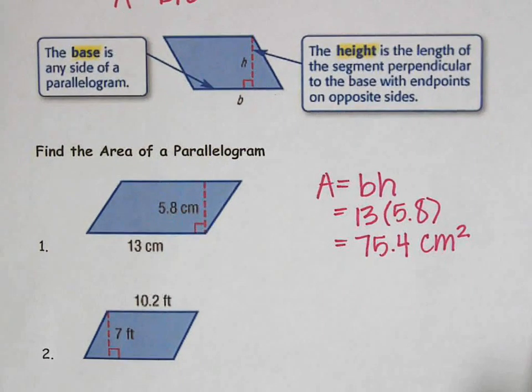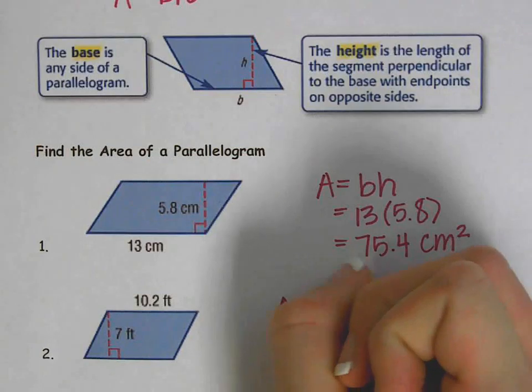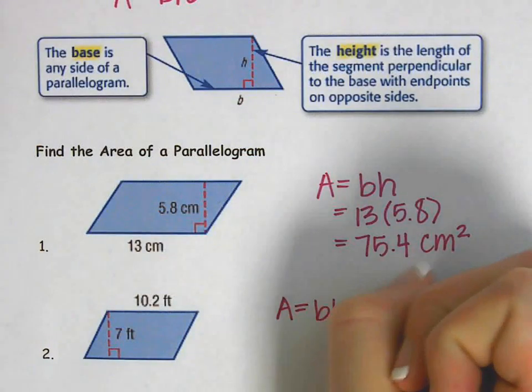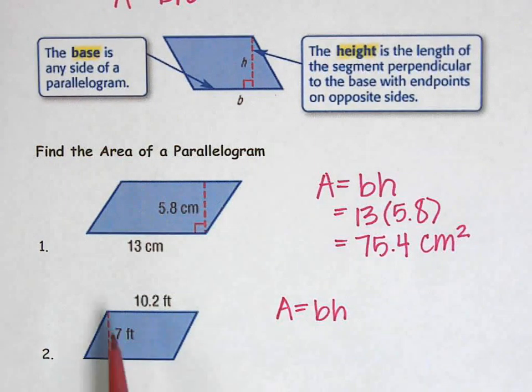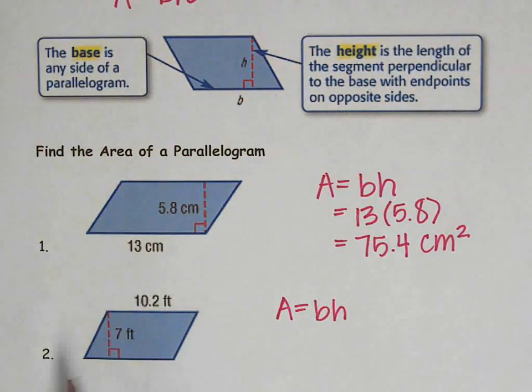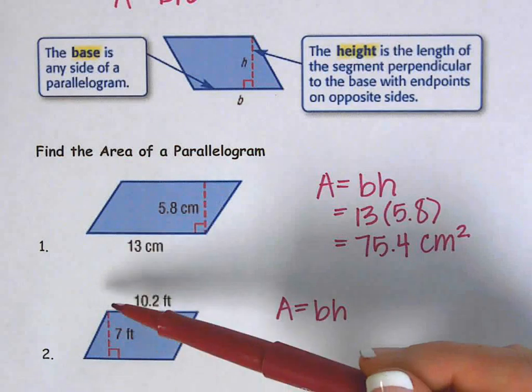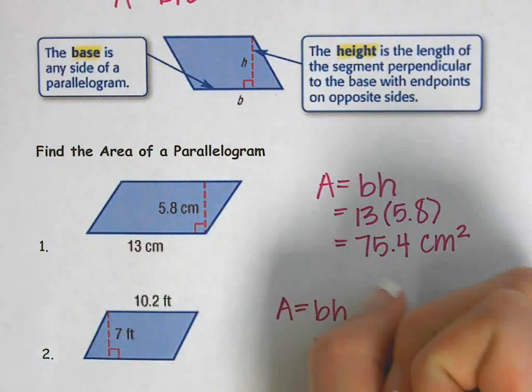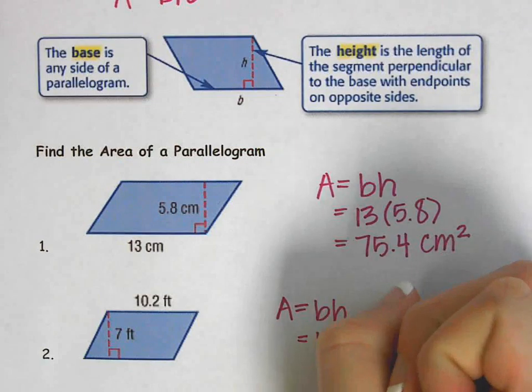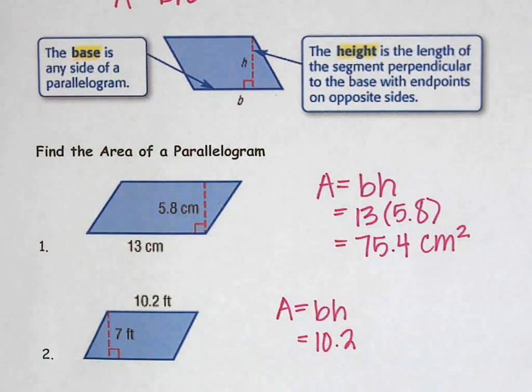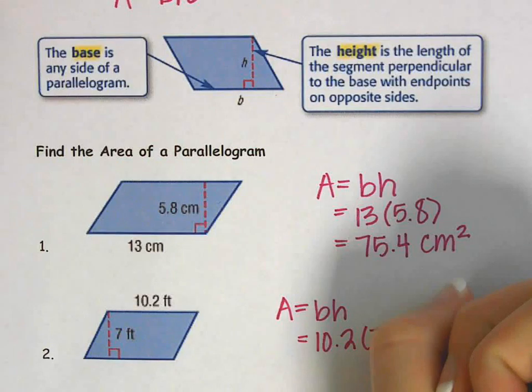Let's look at another example of finding the area of a parallelogram. So in this parallelogram, our first step is to write our formula, area equals base times height. And as we look at this, we can determine that 10.2 is our base. 10.2 would be the base. The perpendicular line segment from the base, the distance between the two bases, is 7. So we know that our base is 10.2, and then we substitute in our height times 7.